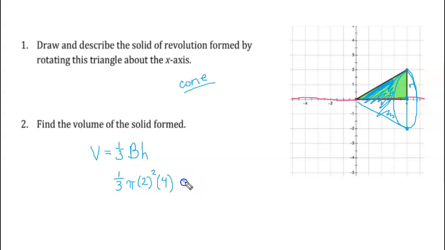And then that's going to give us 16/3 pi for our volume. We don't really have centimeters or meters, so we're just using units for our volume for this particular cone.